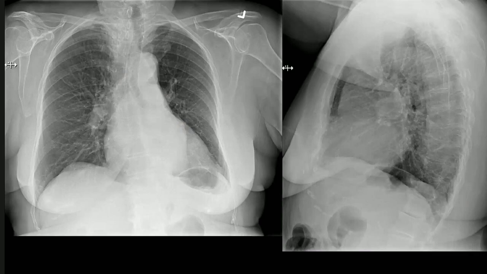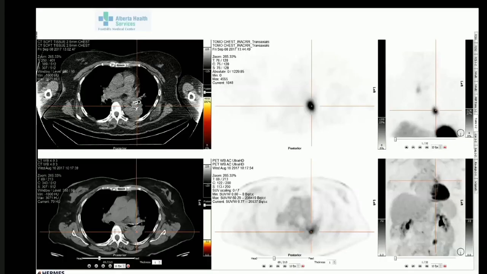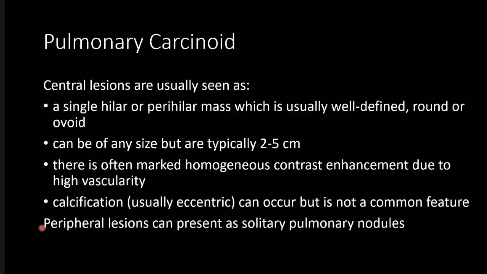So this is a case of pulmonary carcinoid, which was picked up by you. It's a single hilar or perihilar mass. So these are basically two lesions of carcinoid. One was in the right peritracheal area, and the other was invading into the right lower lobe bronchus. There are central and peripheral lesions. The one in the left lower lobe was a central lesion, and the one in the right upper lobe was the peripheral lesion. Sometimes this has eccentric calcifications. Very good.